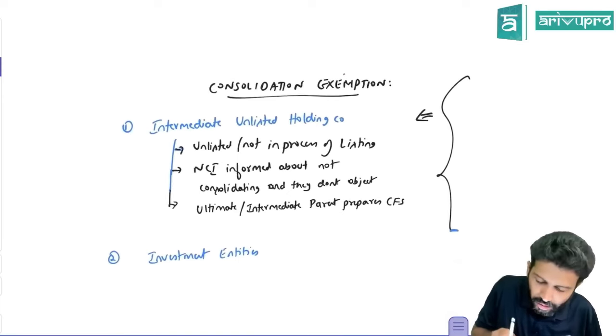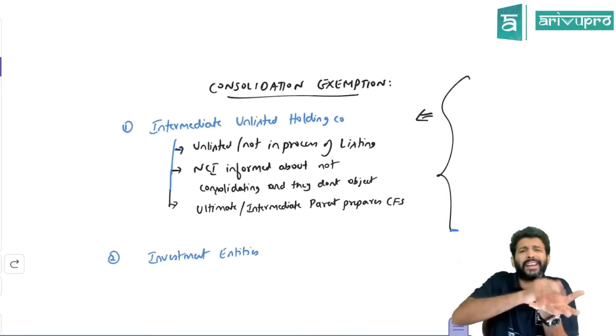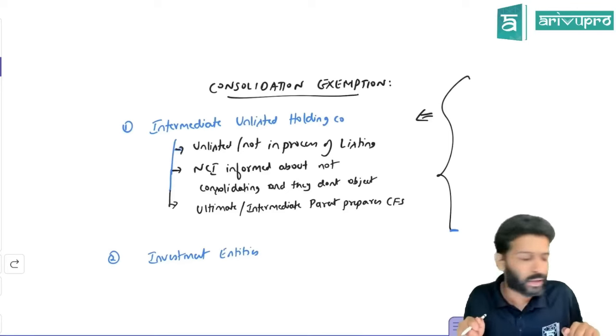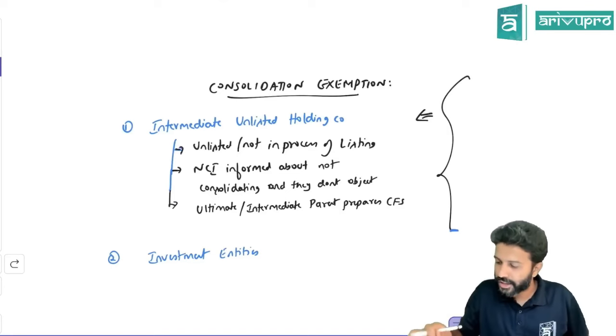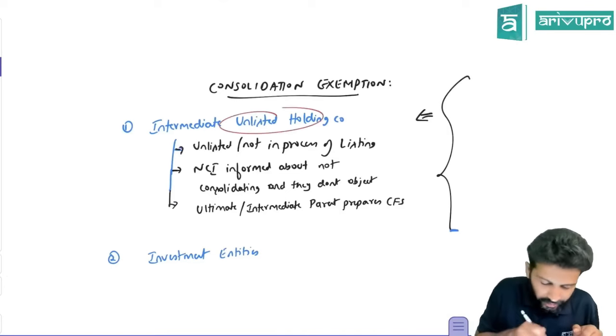However, certain companies need not prepare consolidated financial statements. Consolidated financial statement means the parent's and the subsidiary's financial statements you are clubbing up. That clubbed statement only we call the consolidated financial statement. So this consolidated financial statement, a few companies need not present. One is the intermediate unlisted holding company.